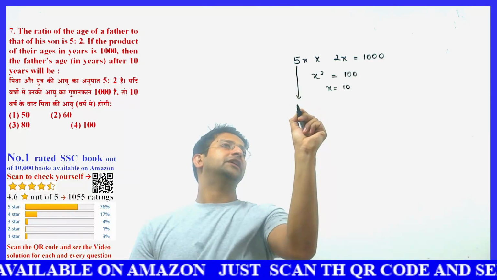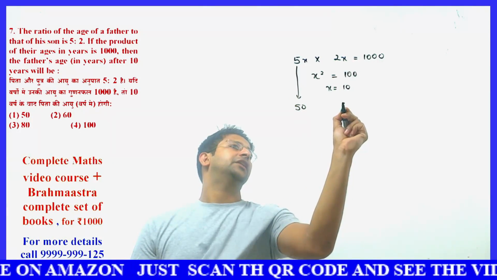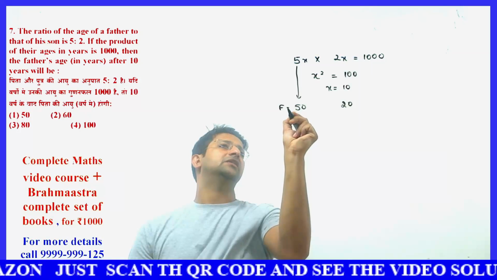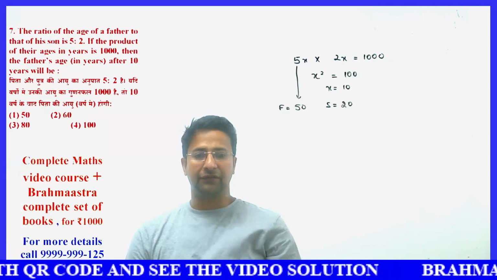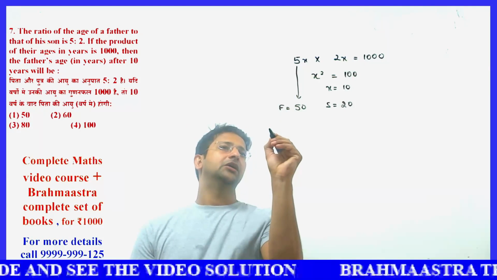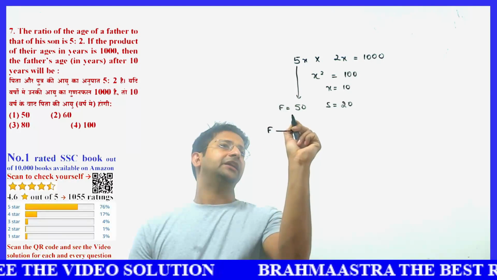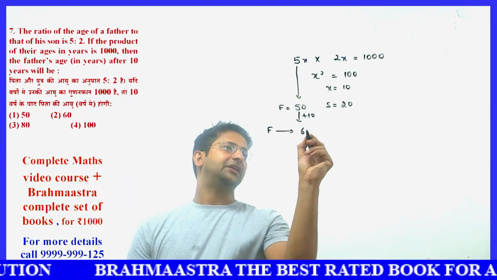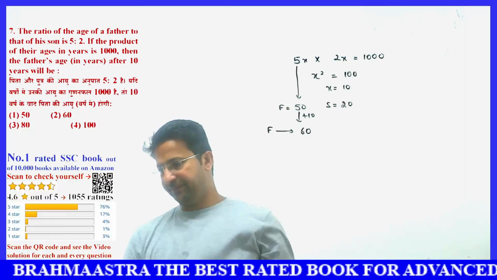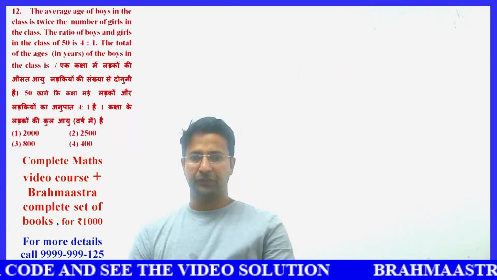So the age of father is 50 and the age of son is 20. This is the age of father and this is the age of son. Then the father's age after 10 years will be 60. I hope it is clear to everyone.